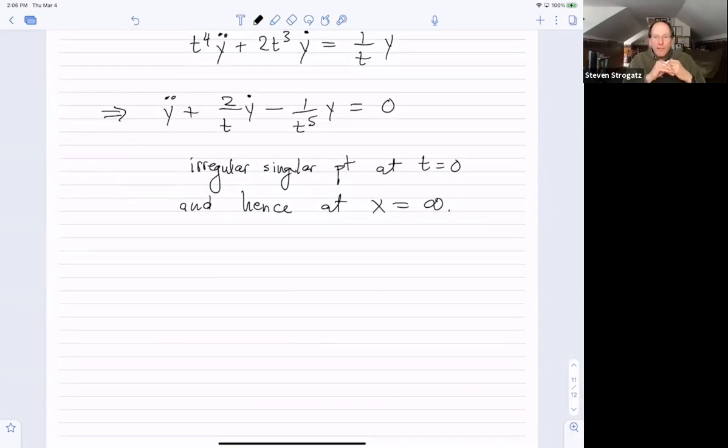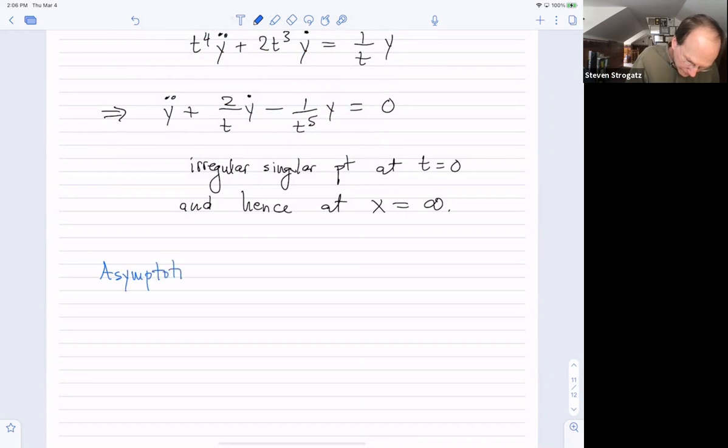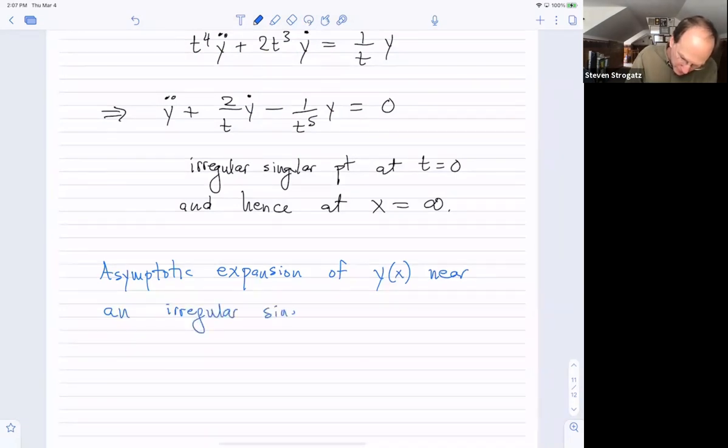All right, so I'm going to finish now with showing you how you can try to analyze behavior near an irregular singular point. This will be our first taste of something we'll be doing a lot in the days to come. But I think we have 10 minutes. We can start on this. So we're not going to get an exact solution. We're going to get an asymptotic expansion of y near an irregular singular point for this class of problems.